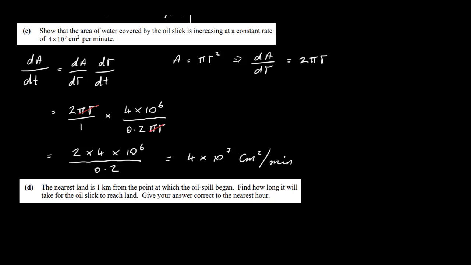And you can see that is a constant. There are no variables in here, so we've ended up with a constant. That's what we were asked to do, wasn't it? Show that the area of water covered by the oil slick is increasing at a constant rate. So it's increasing at a rate of 4 times 10 to the power of 7 square centimeters per minute.